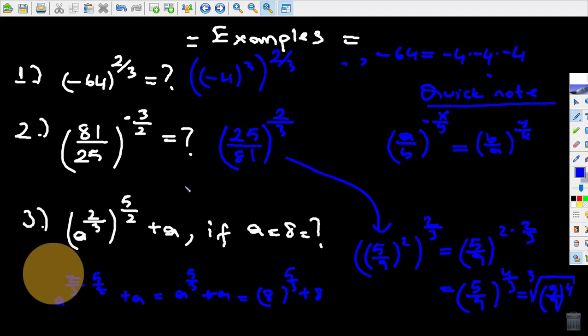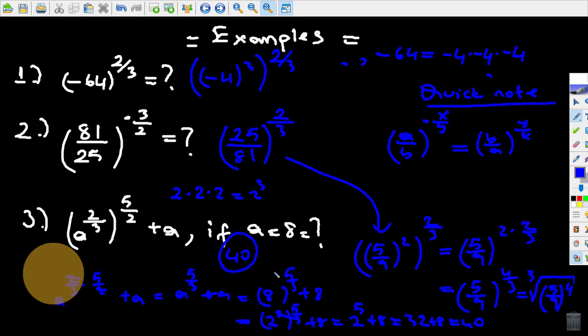We know that 8 can be written as 2 times 2 times 2, or 2 cubed, right? So instead of 8, I'm going to switch it with 2 cubed: 2 cubed to the power of 5 over 3 plus 8. If I multiply these two powers, the 3's get simplified, and I'm left with 2 to the power of 5 plus 8. 2 to the power of 5 means multiplying 2 by itself 5 times, which is 32, and with 8 added, the result is 40. So when I evaluate this expression when a is equal to 8, the result is 40.